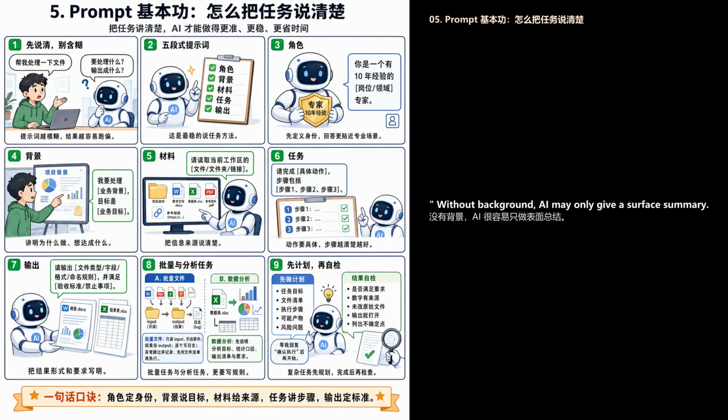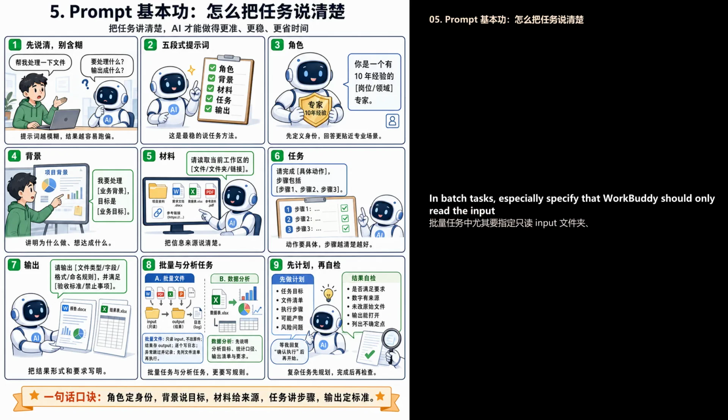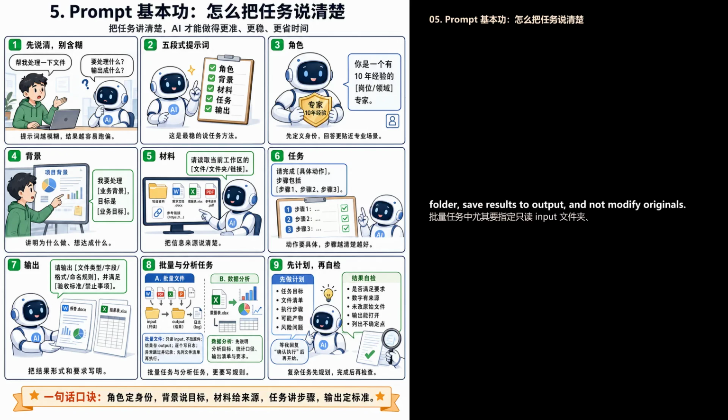The fifth panel is materials. Tell it which files, folders, or links to read. Clear materials reduce missing or wrong reading. In batch tasks, especially specify that WorkBuddy should only read the input folder, save results to output, and not modify originals.